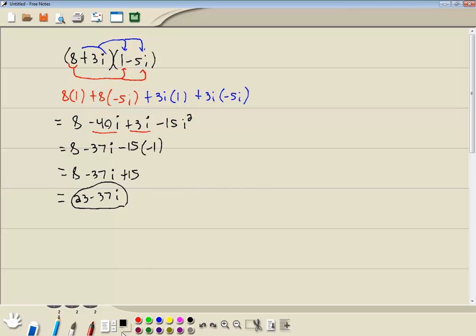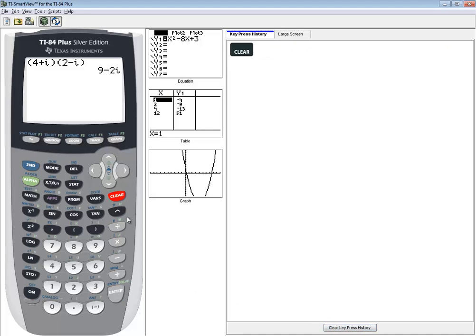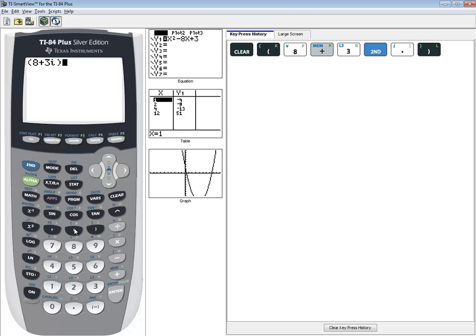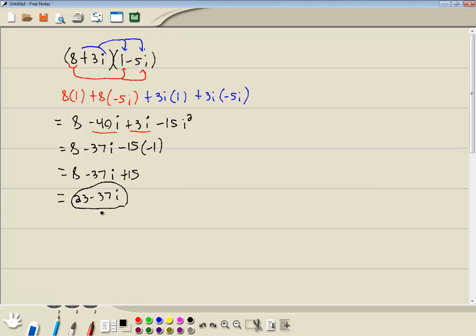Now this is one we can do on the calculator, and we'll pretty well type it in exactly as you see it. So do a beginning parenthesis, 8 plus 3i. Now you get i by doing second decimal. And closing parenthesis, beginning parenthesis, 1 minus 5i. And again I did a second decimal for the i. Closing parenthesis, enter. And we get 23 minus 37i, which matches what we got by hand.